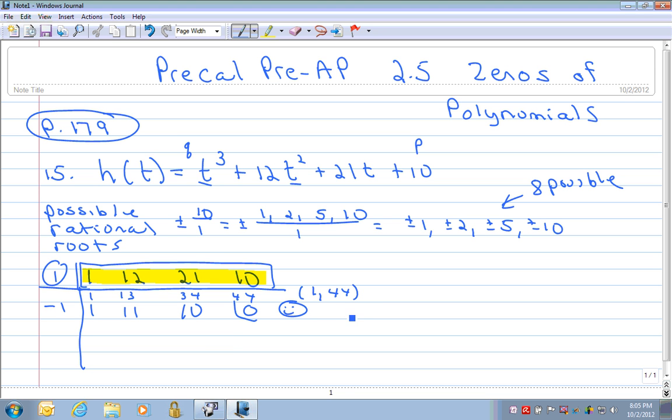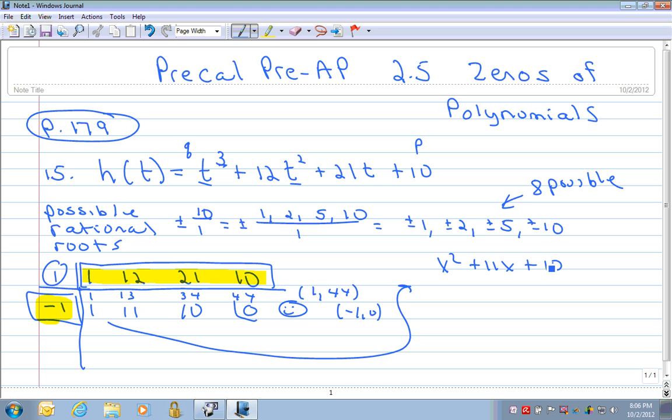That means that at negative 1, 0, we have an x-intercept, or a solution, or a root to our polynomial. We also now have reduced the degree of our polynomial from third degree to quadratic. So this is now the quadratic that we could write from this. And we know that this is a solution. So let's highlight that for a minute. That's a solution. So now we have x squared plus 11x plus 10.